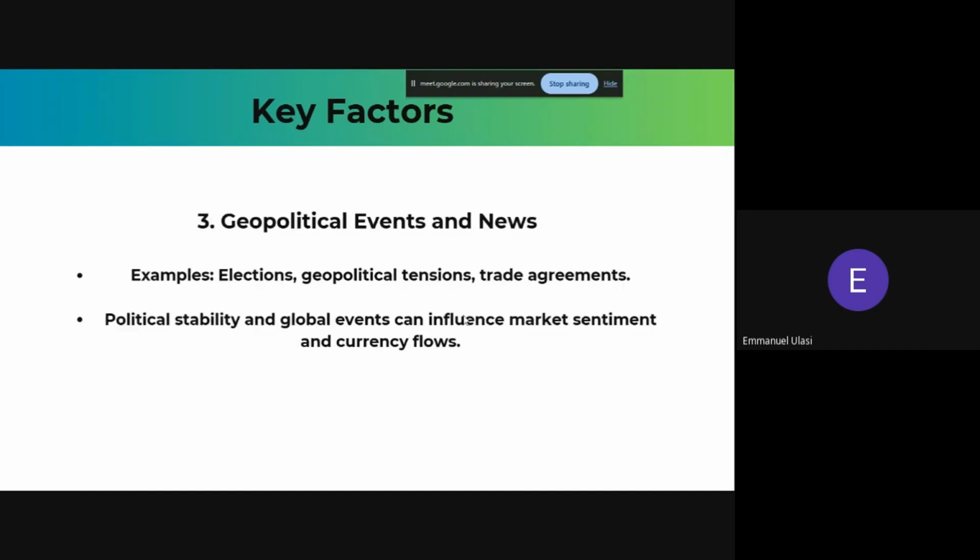Number three, we have geopolitical events and news. For example, elections, geopolitical tensions, and trade agreements. So these are events that can actually affect a country's currency. We also have political stability and global events, which influence market sentiment and currency flows also.